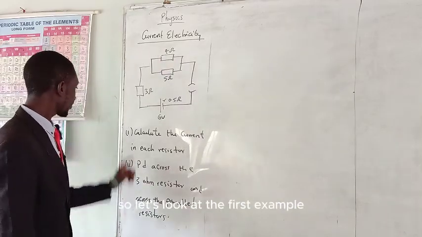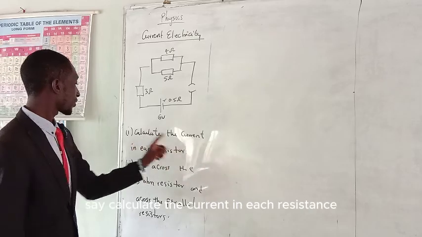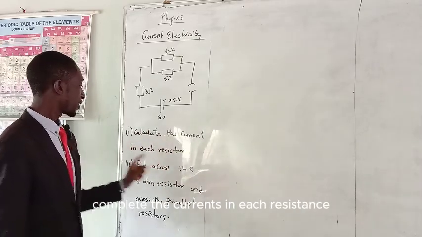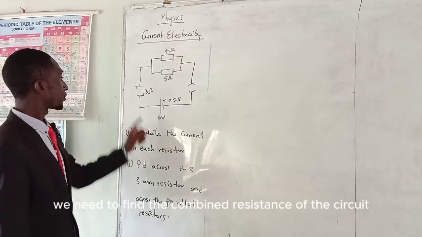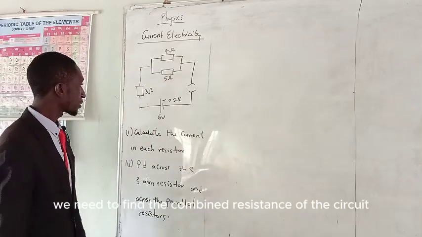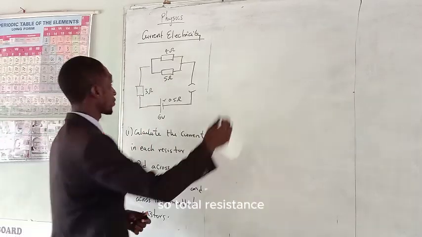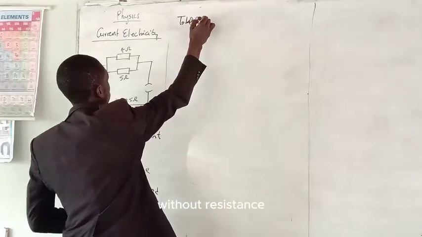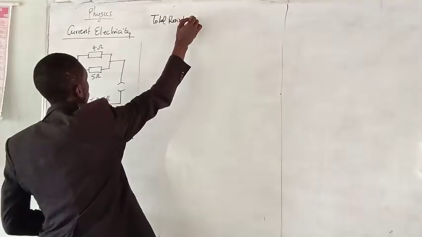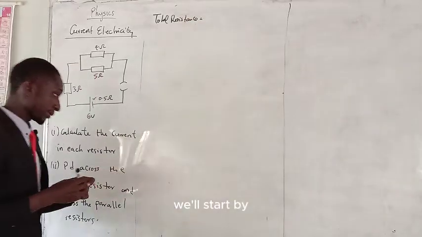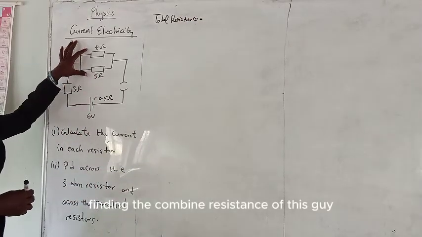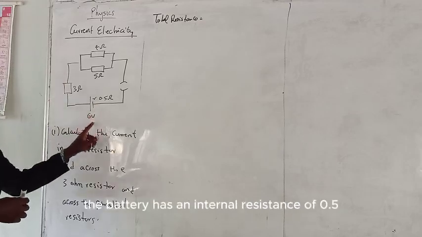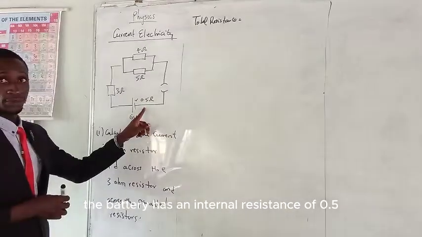So let's look at the first example. Calculate the current in each resistor. First of all, we need to find the combined resistance of the circuit, the total resistance. We'll start by finding the combined resistance of the parallel part before the combined resistance here. Then remember the battery has an internal resistance of 0.5.